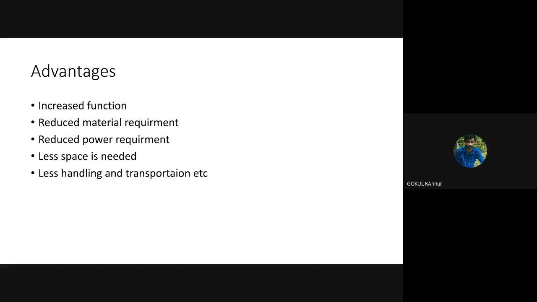Less space is needed. That means to incorporate these micro components, we need only less space, because the total size of each component is small. So that is the main thing of miniaturization. And finally, less handling and transportation, etc. Everything is due to miniaturization. So these are the key advantages of micro products. First, increased function, then reduced material requirement, reduced power requirement, less space, and finally less handling and transportation. Okay.